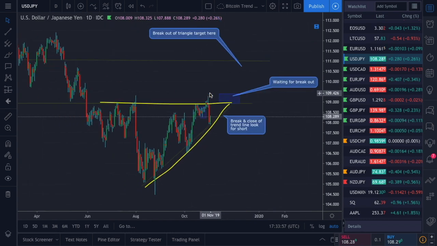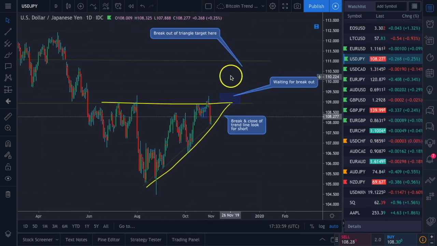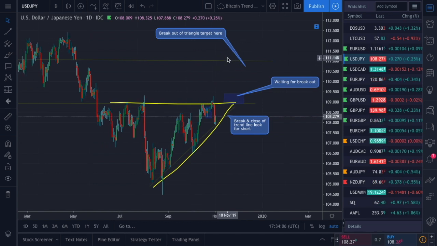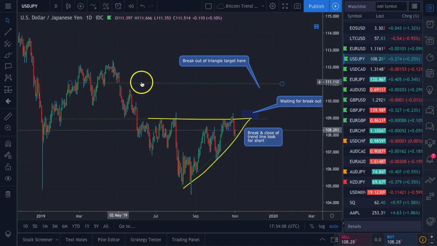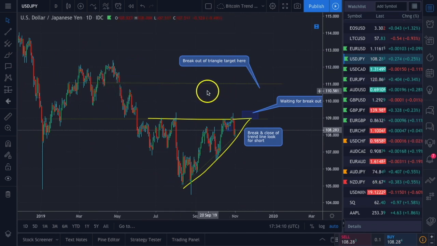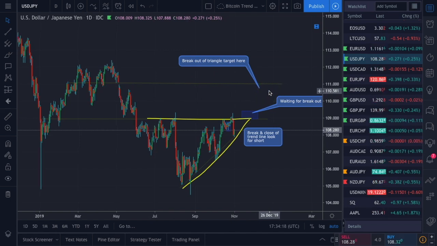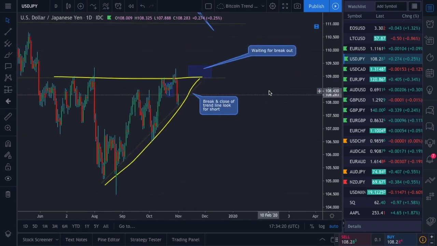And then on a breakout, if this does break up to the upside, you have a couple of hundred pips all the way to 111 to look to take profits, right? Because over here is your first line of resistance in this area, anywhere between 110.50 and 111. So how else could we play this?